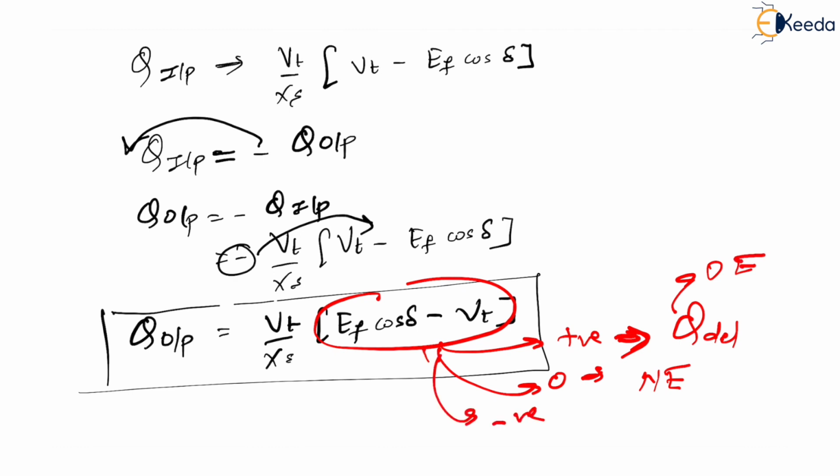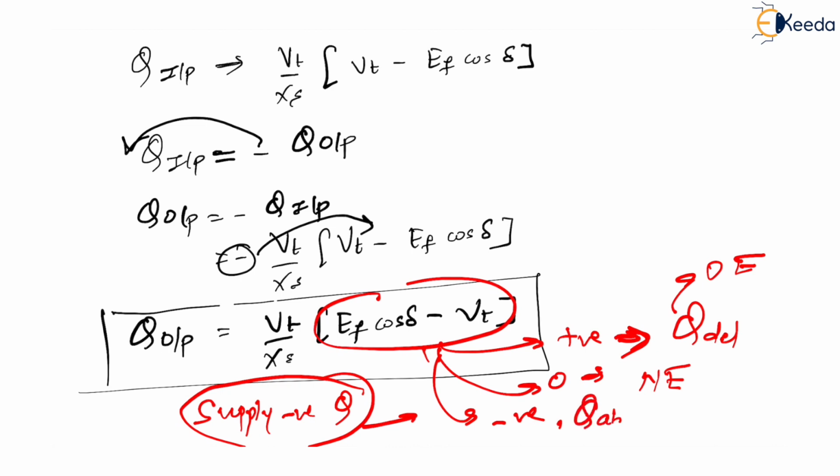And if it comes to be negative, negative in the sense output is negative, in the sense it supplies negative reactive power. Supplying negative reactive power in the sense, can I say that it is absorbing positive reactive power? Yes. So it is going to be Q absorbed, and this case is same old story. What is that going to be? It is going to be under excited.